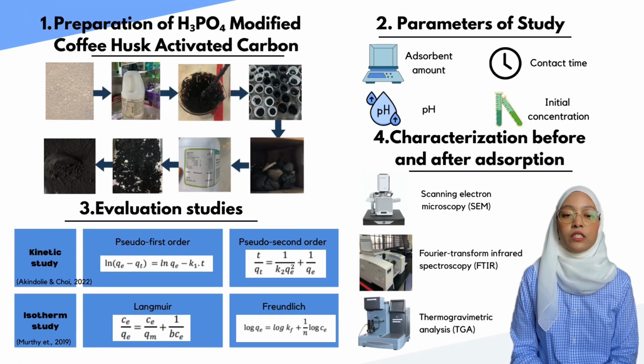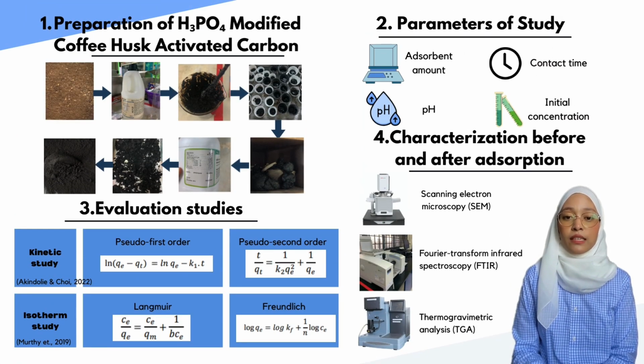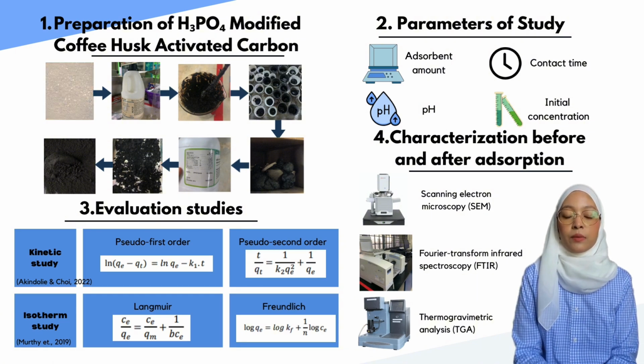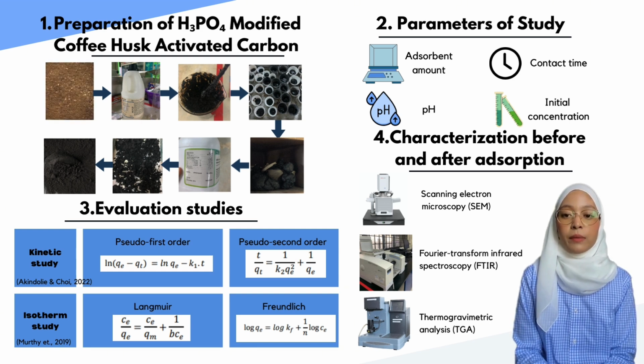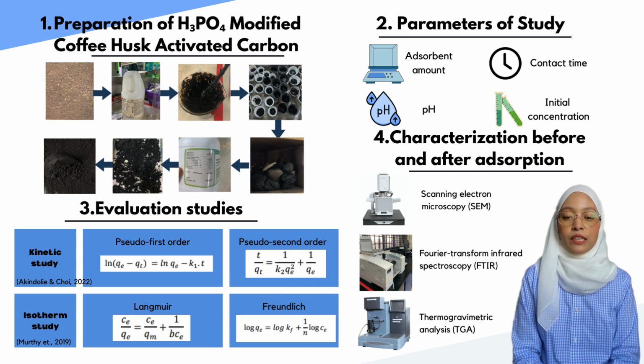First is the preparation of phosphoric acid modified coffee husk activated carbon. The steps are shown in this picture here. Number 2 is the parameters of studies, which is adsorbent amount, pH, contact time, and initial concentration. Third is the evaluation studies, which is the kinetic studies, pseudo first order and pseudo second order, and isotherm studies, Langmuir and Freundlich equations. Fourth is the characterization of before and after adsorptions using SEM, FTIR, and TGA.